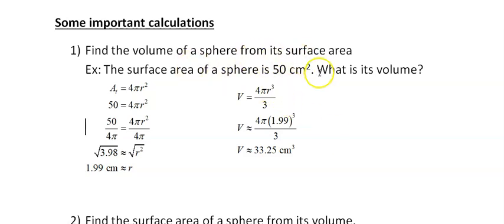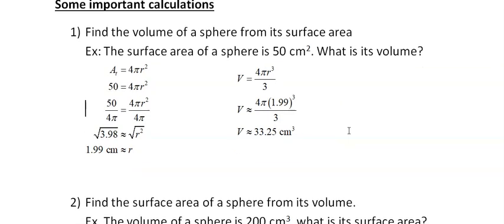If a question is asking what's the maximum volume of any solid whose surface area is 50 centimeters squared, we would know that because it's of any solid, you get to choose, and we would choose a sphere. And so we would have to find the volume of a sphere from its surface area. That's how you do that.